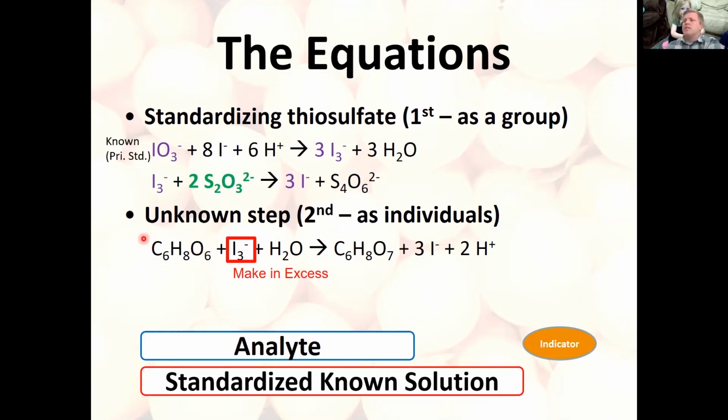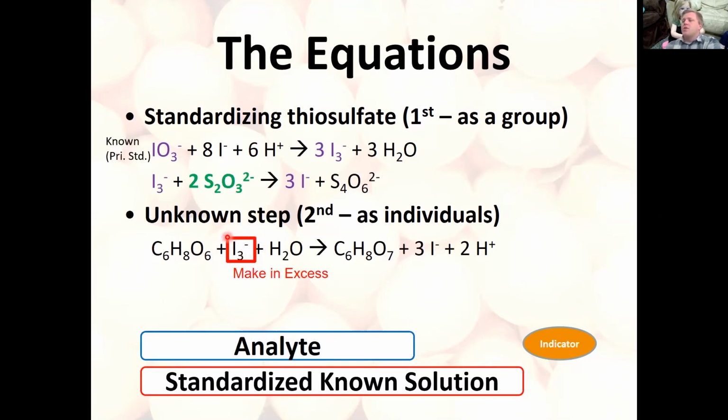We're going to throw this in, and it's going to react with the vitamin C. So this is vitamin C's chemical formula. You'll notice after the reaction, it's got one more oxygen. So we're actually oxidizing the vitamin C. And while we're doing this, we're using up this I3 minus. So this I3 minus is what's interacting with our starch indicator.